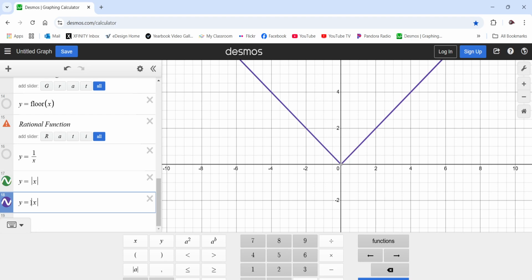It's going to flip it. So watch, put a negative, boom, there it is. That's what a negative does to it. Everybody see that? All right.